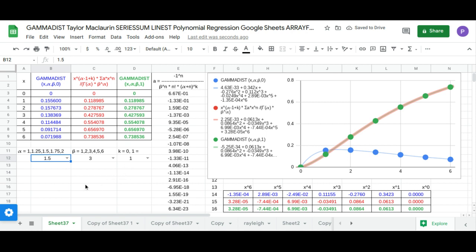So this completes the use of GAMMADIST in probability density function, cumulative distribution function, and the Taylor-Maclaurin series sum expansion and LINEST polynomial regression to generate the trend lines and datasets of the GAMMADIST both in cumulative and probability density function.